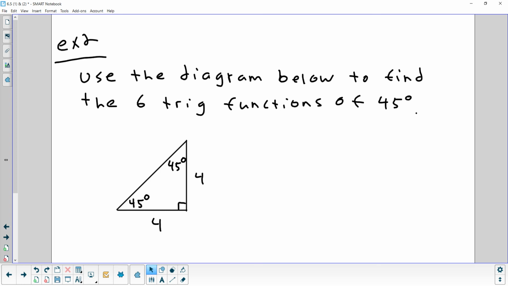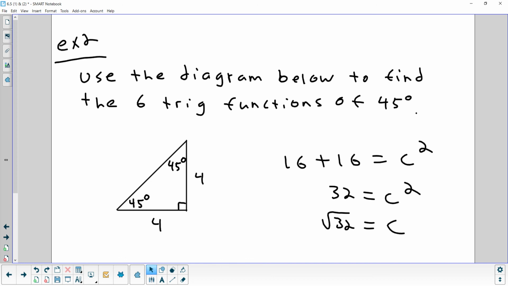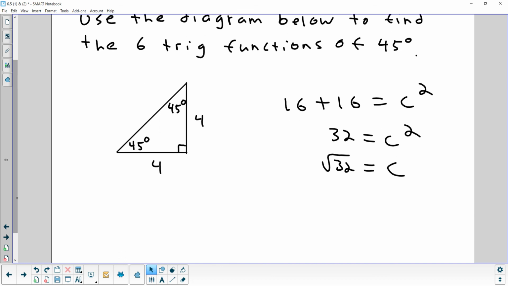What's 4 squared? 16. Plus, what's 4 squared? 16. And that's equal to the hypotenuse squared. So, square root of 32. How does that simplify? 2 square root 4.